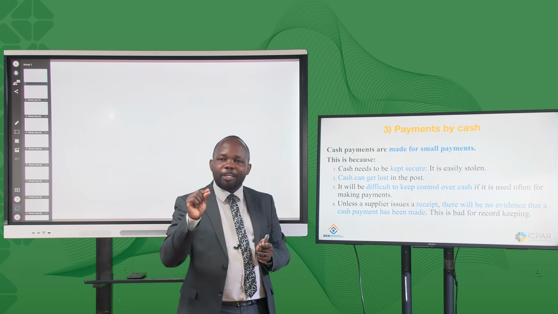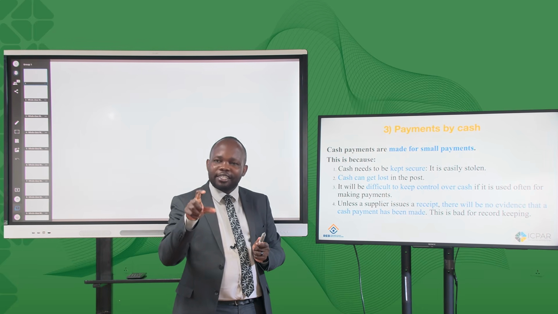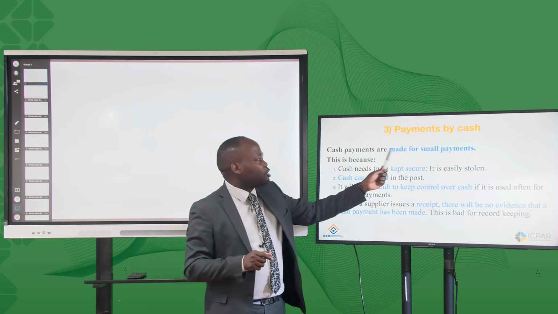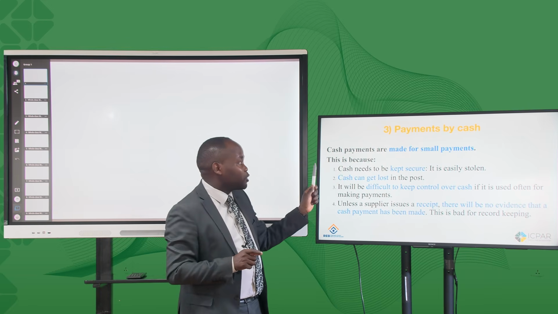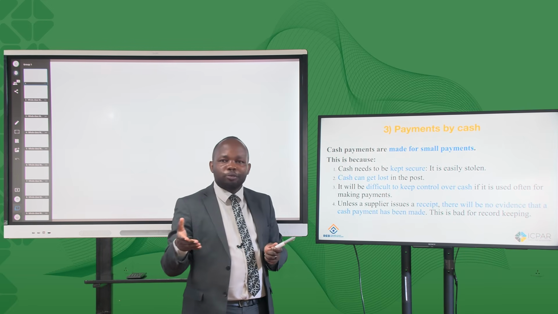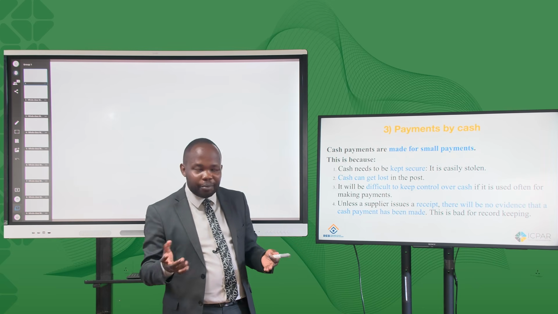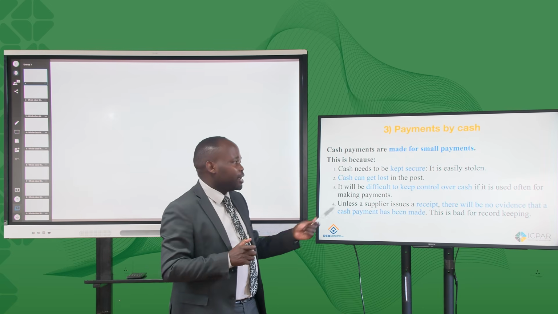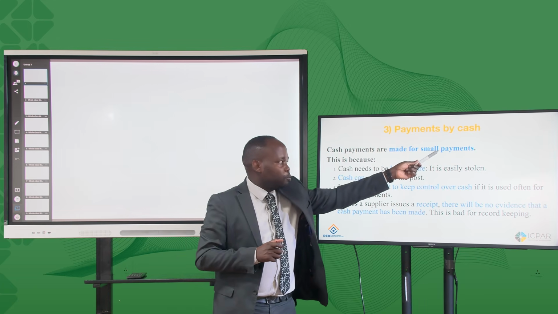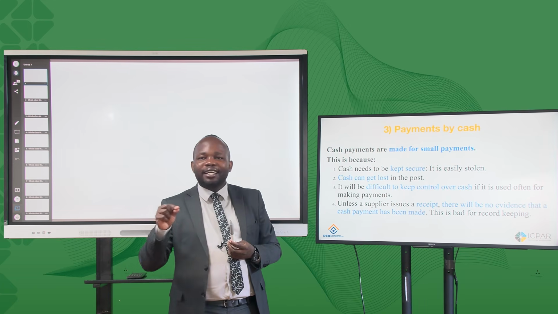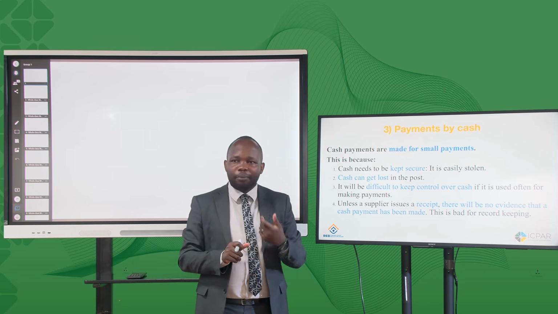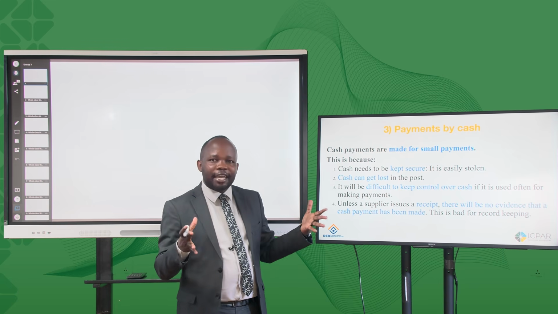You must restrict cash payment because of the disadvantages of using cash. Remember, why should we use cash only for small payments, not all payments? Because number 1, cash needs to be kept secure. So if cash is accessible to anybody to make any form of payment, it may not be secure. It can be easily stolen. So that's why we must restrict it to small payments, or what we call petty cash payments. And number 2, cash can get lost in the post. So cash can get lost any time.